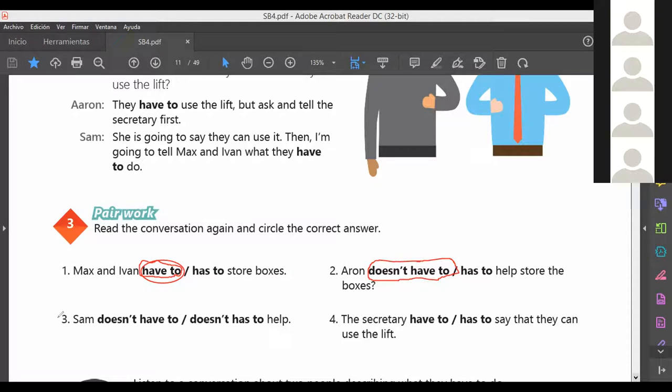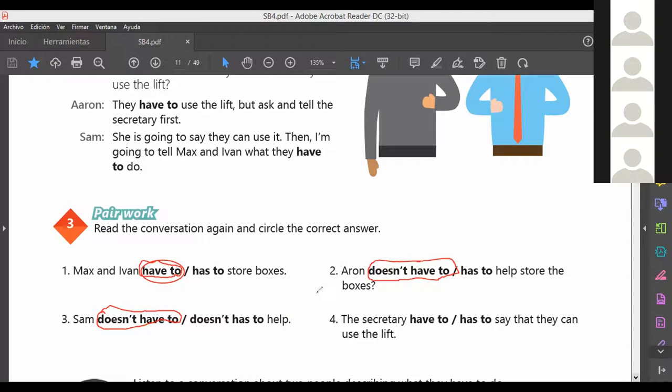Vamos a ver la siguiente. Number three. Sam doesn't. Doesn't have to. Okay, very good. Se me quedaron todos en doesn't. No me terminaron y muy bien, Rosa. Doesn't have to. Vamos a ver number four.